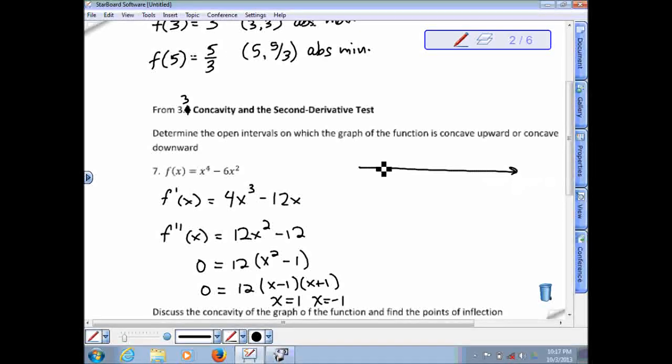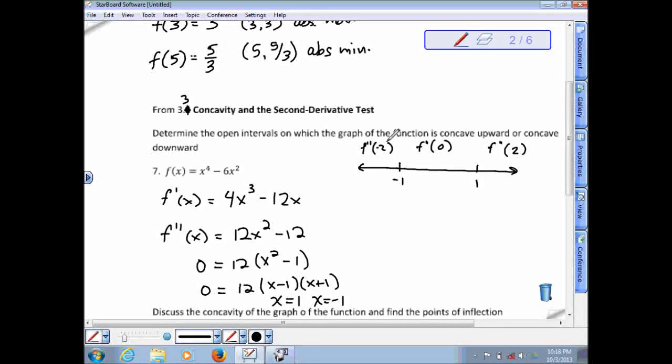Well, now this test looks like it's similar to the first derivative test. It is. It's the second derivative test, though. And it describes the concavity of the graph. So we test points within each interval into the second derivative. So we do f double prime of -2, for example, f double prime of 0, and f double prime of 2 to see whether or not we have positive or negative values in the second derivative.